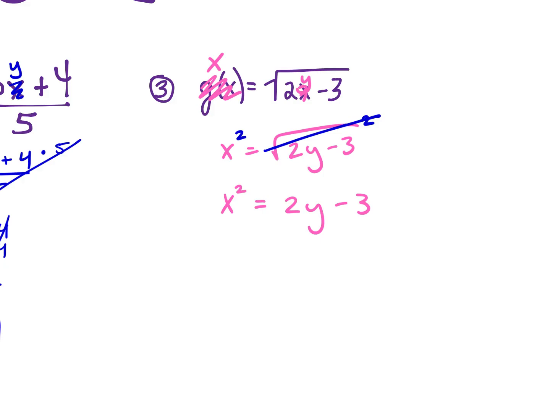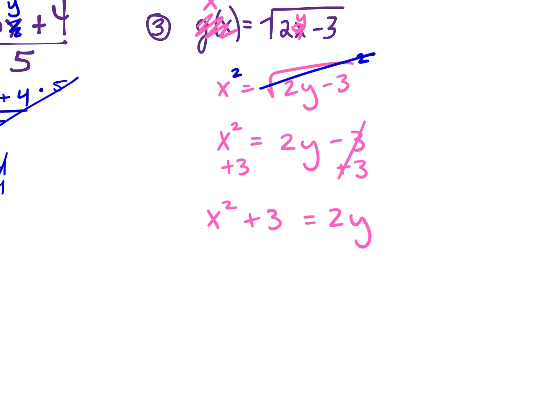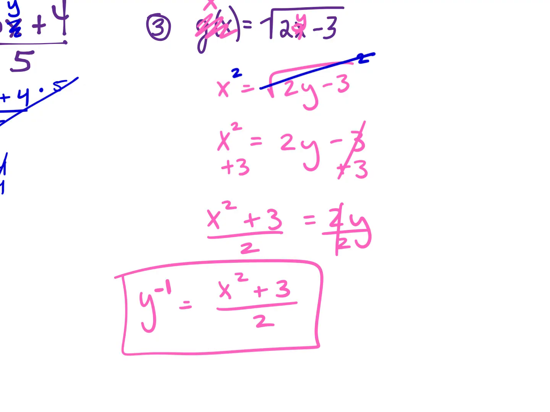What should we do next? Add 3. So x squared plus 3 equals 2y. And then what? Divide by 2. So x squared plus 3 over 2 would equal our inverse. What am I missing? The little negative 1, that inverse symbol. So this would be our answer.